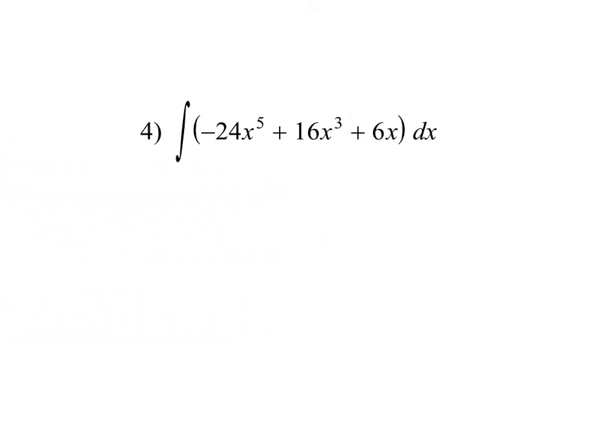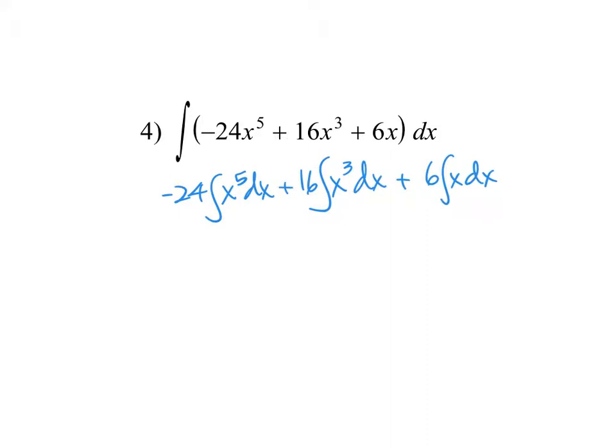Number 4, this is that sum or difference rule where we can just expand this out. So in this case, we are going to have negative 24, our constant on the outside, x to the 5, plus the 16, x to the 3 dx, plus the 6, x dx. So again, we are going to be doing that little power up process. So we're adding 1 and dividing by the 5 plus 1. Adding 1, dividing by the 3 plus 1, adding 1, dividing by the 1 plus 1.